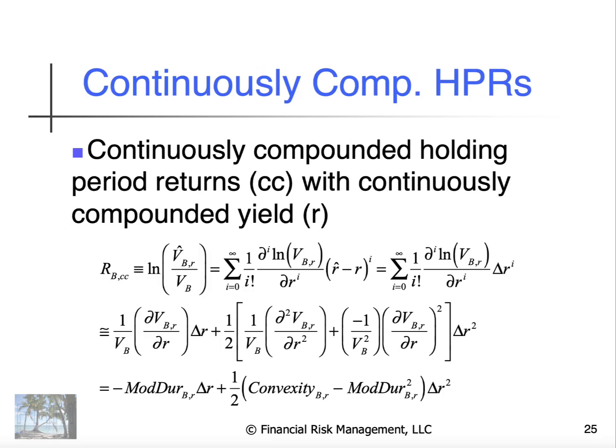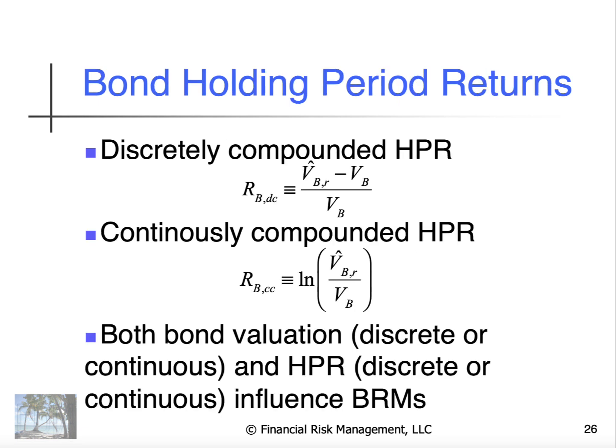There are some advantages, there's some evidence that this actually fits better with continuous compounding. So the issue of whether or not to measure holding period returns with discrete or continuous is a decision that a quant has to make. And again, we have the holding period return is either the dollar change divided by the value, or with continuous compounding, it is the log of the price relative, or the new price divided by the old price.